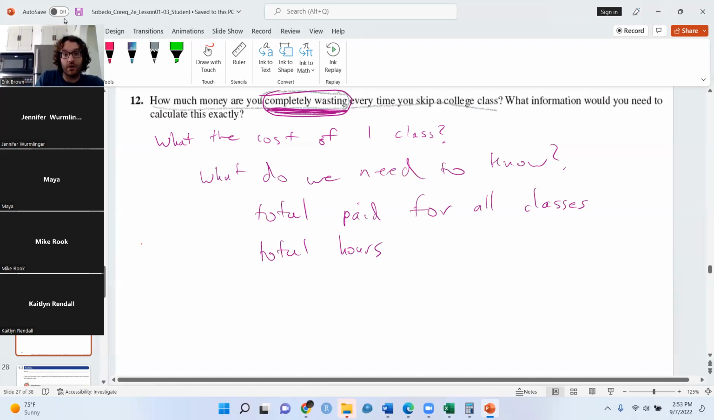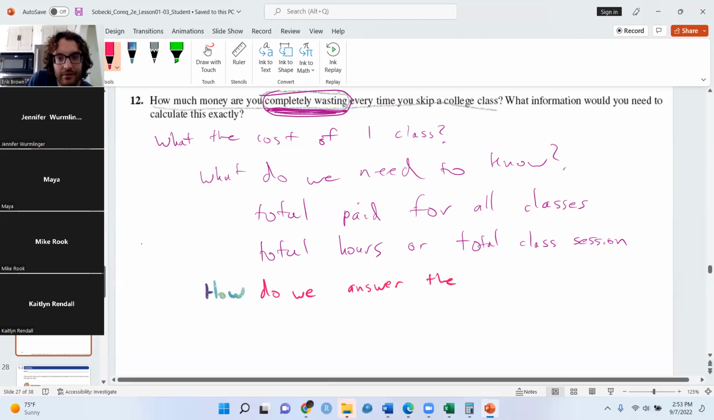Or instead of this one, we could do just the total number of classes. So we could do it by class sessions versus hours. Love it. How would we use that information to solve the problem or to answer the question? You could calculate the total cost of the class versus how much time that you missed of the class and the price difference of that.